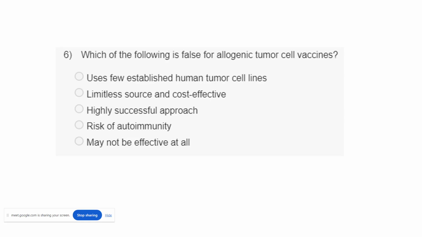Option 3. Okay, Highly successful approach. okay, Option 3. okay.